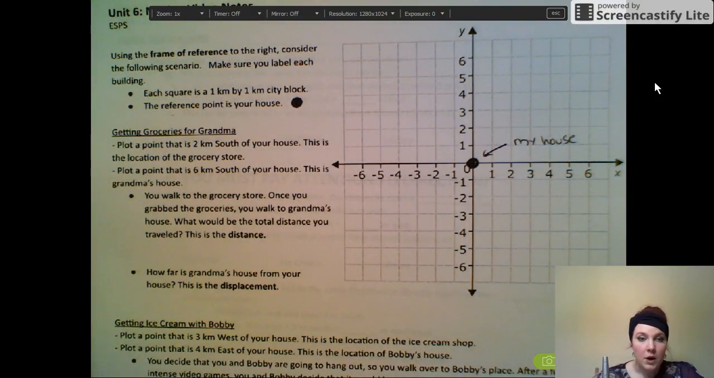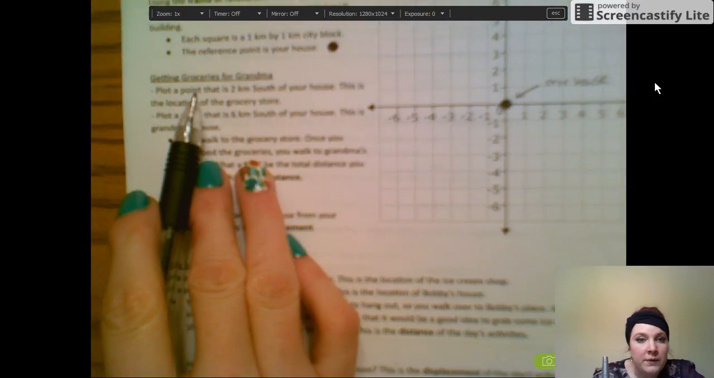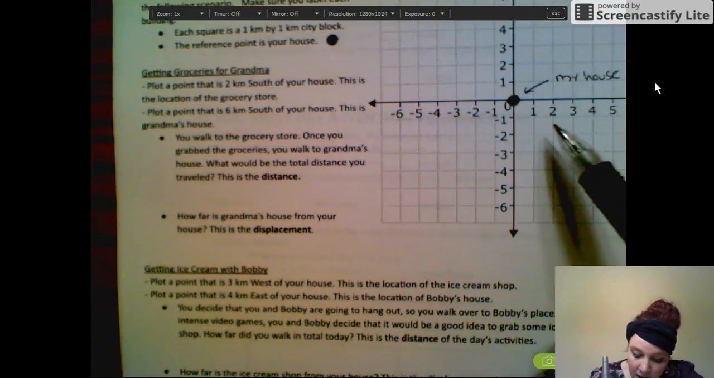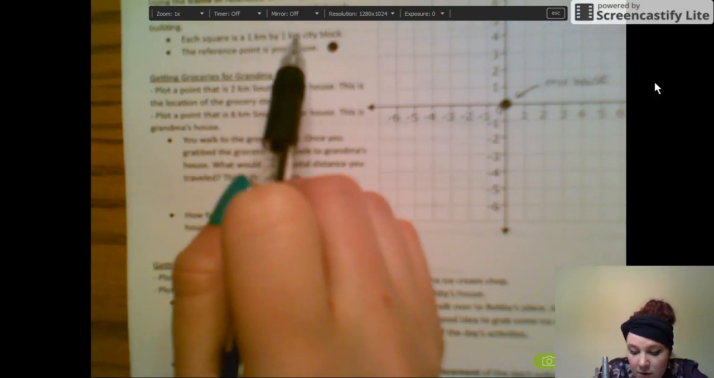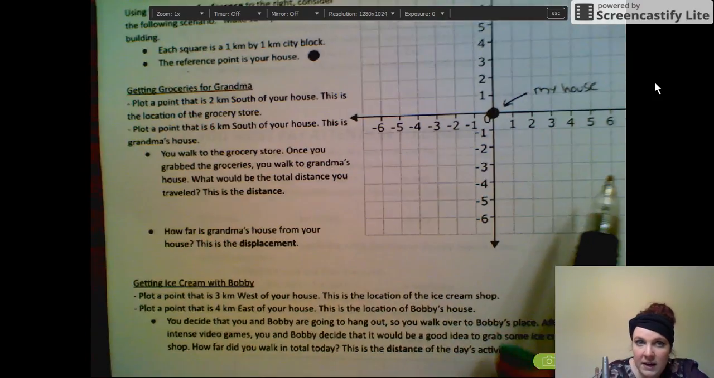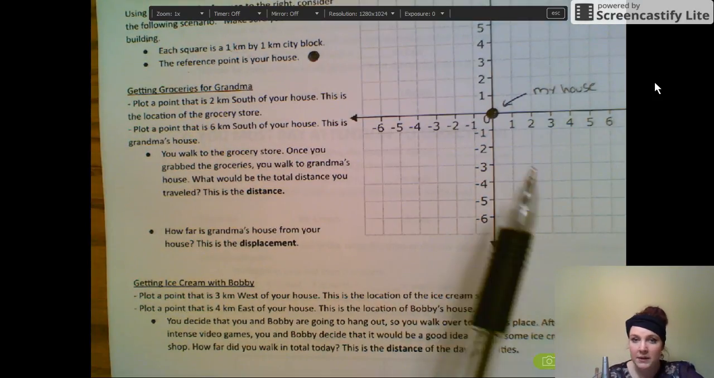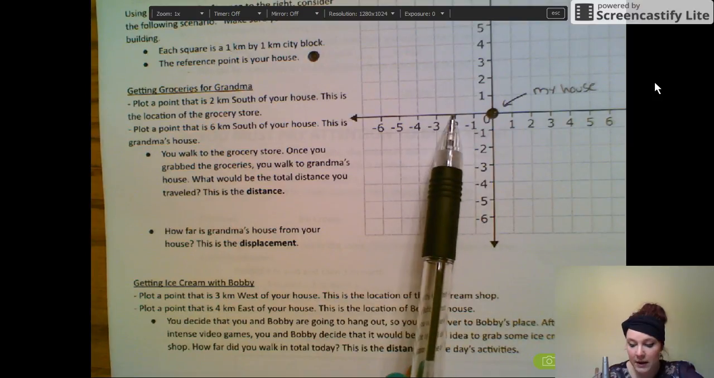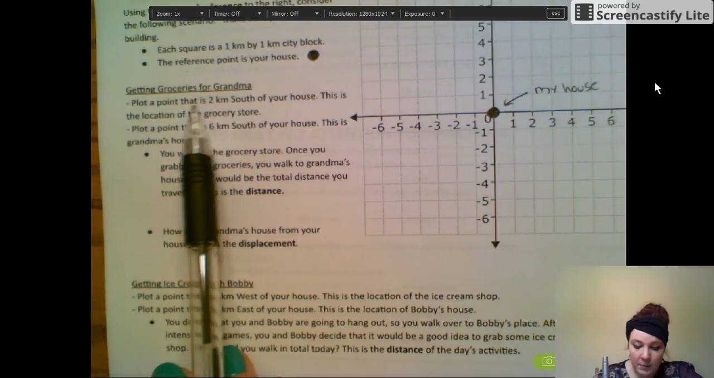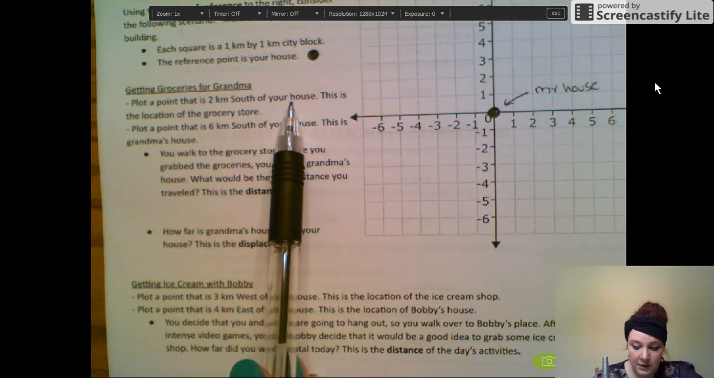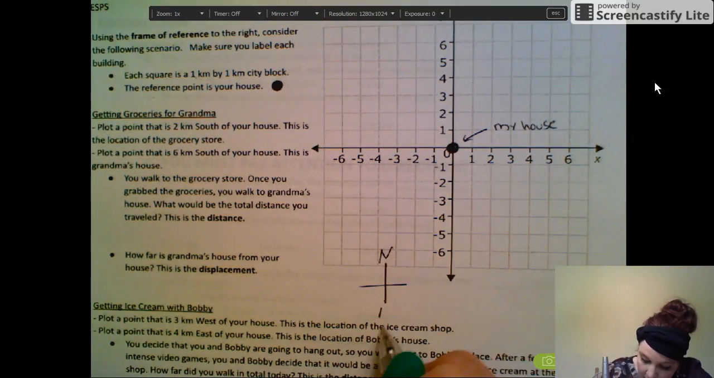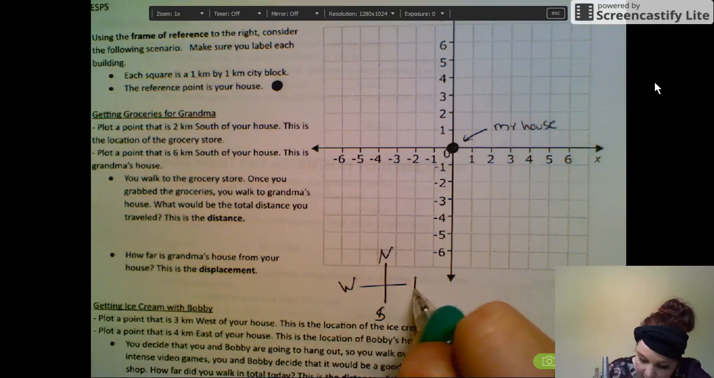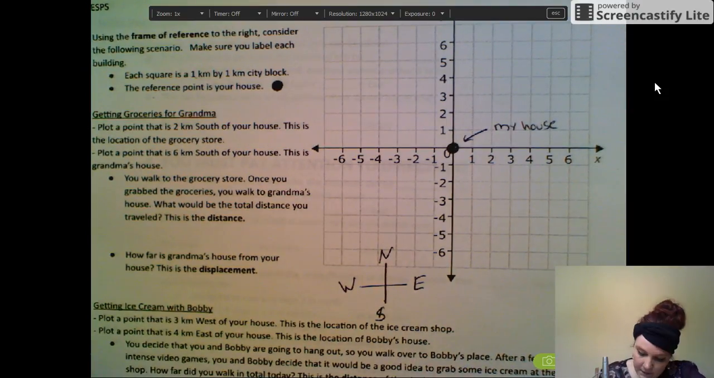Okay. All right, so our first scenario is getting groceries for grandma. So we're going to plot a point that's 2 kilometers south, and it says up here that every square on our frame of reference is a 1 kilometer by 1 kilometer city block. So every single square counts as 1 kilometer. So we want to plot a point that's 2 kilometers south of our house. If we remember, a compass rose looks a little something like this. We got north, south, west, and east. Okay, I almost messed up there.